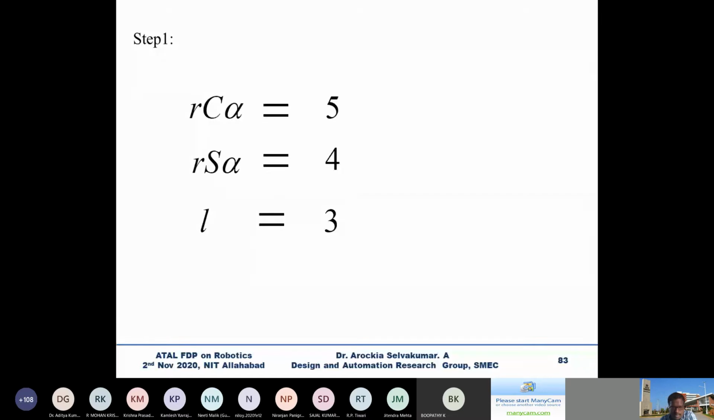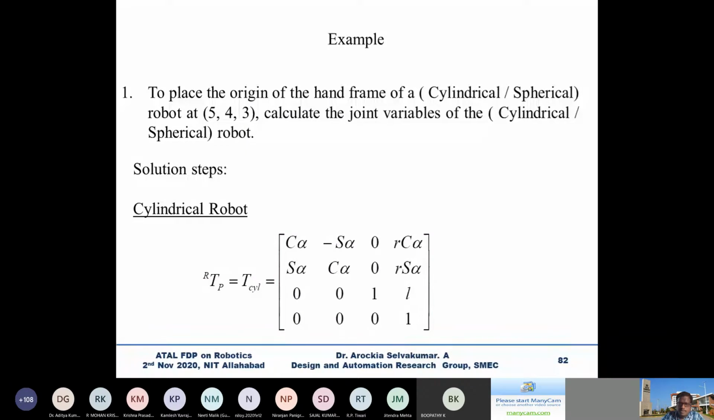Similarly, r cos alpha and r sin alpha are there. Dividing r sin alpha by r cos alpha, I can get tan alpha. From that I can calculate alpha, and then substitute in any one of the equations and get the value of r. This is the way we can calculate the cylindrical robot parameters using a simple relation. That is, if I want the cylindrical robot to reach that particular point, what parameters should I have? It is very easy to understand how to design it.